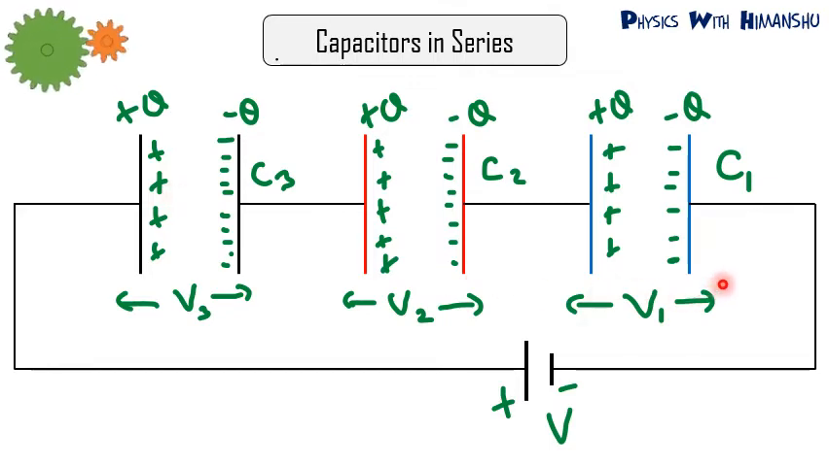So suppose potential across first capacitor is V1, across second is V2, across third is V3. And remember, in a closed circuit, the total increase in potential will be equal to total decrease in potential. So in this circuit, the potential is being increased by the battery and it is decreasing in this capacitor, in this capacitor, and this capacitor. So we have to now derive value of equivalent capacitance.